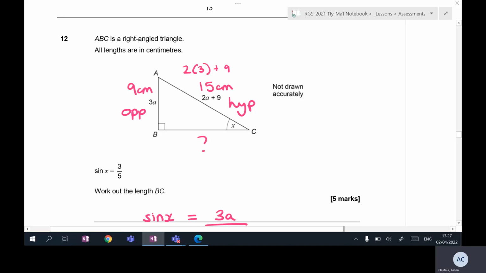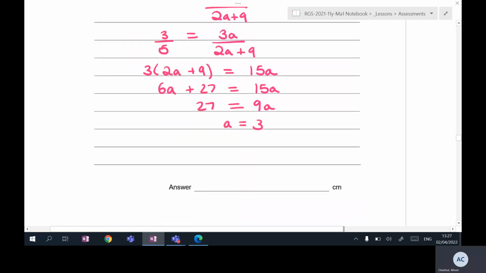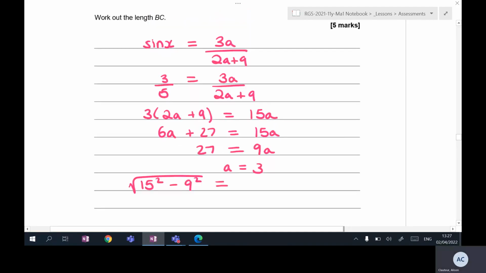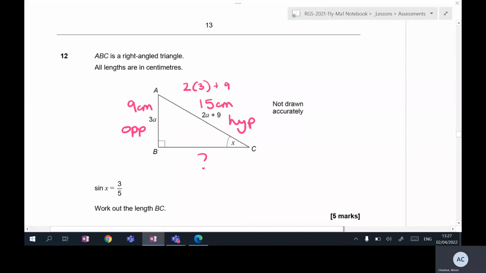And then it's asking me to work out BC. So obviously you're left with simple Pythagoras. So my hypotenuse is 15. So I'm doing 15 squared minus 9 squared, and square rooting. Okay, so you could square those numbers and take them away. Or you could notice, if you know about the 3, 4, 5 triangle, this is quicker. A 3, 4, 5 triangle always works.